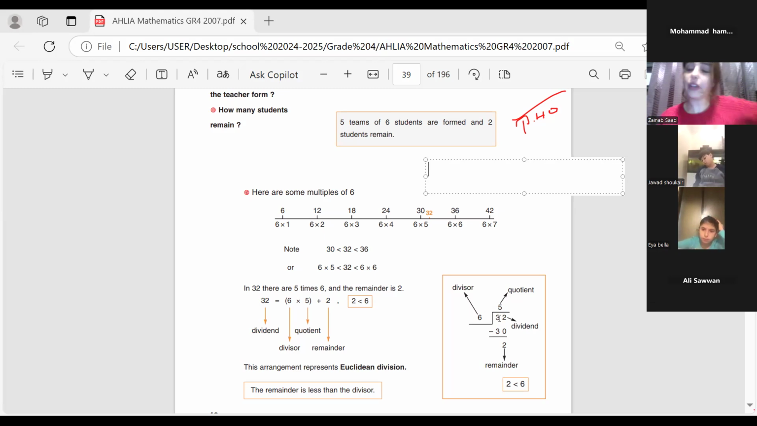Three is less than the divisor, so I cannot take it. I should take all the 32. Now I need to ask myself, 6 times what will give me something near to 32?